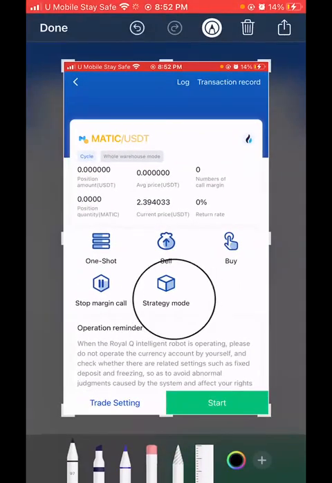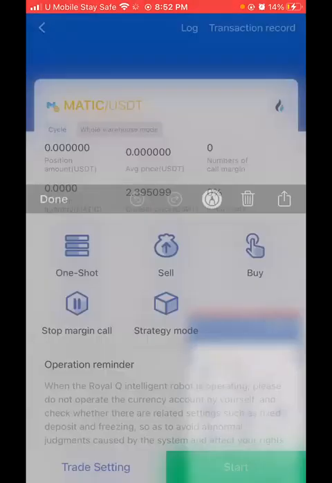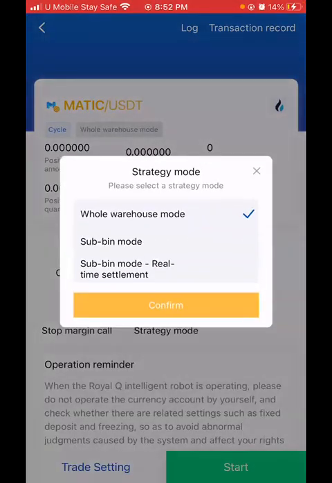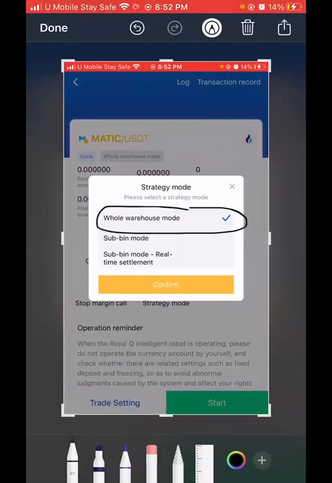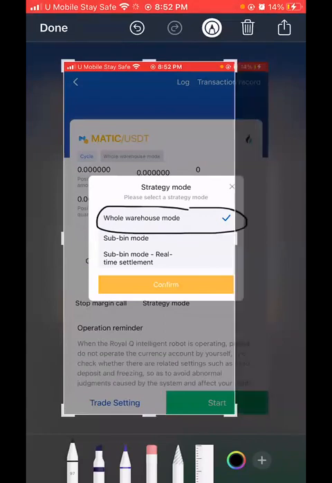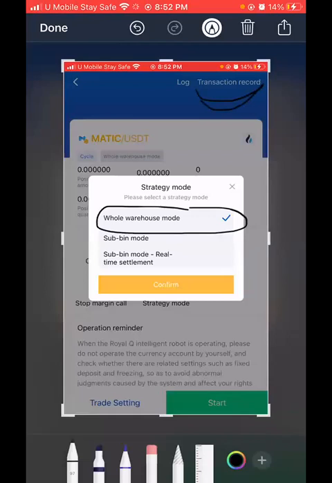strategy mode, what does it mean? It has 3 options. When your robot is in this whole warehouse mode, you will be making profit, but it will only be in your transaction record. You see up here, there is a transaction record. You will be seeing it here, but it will not be recorded in your revenue. Why? Because it is not yet charging you the fuel fee. It is waiting for the entire market to come out of the deep before it charges the fuel fee and puts the record for you at once.